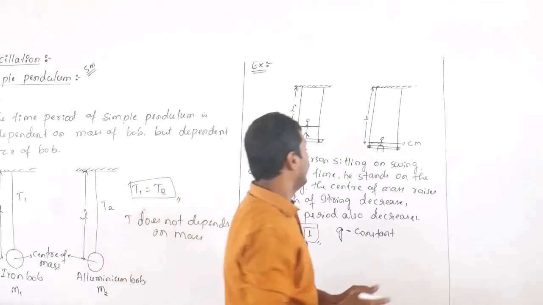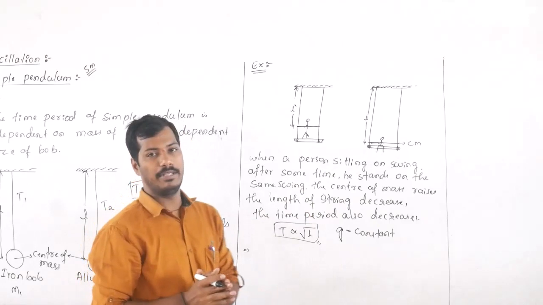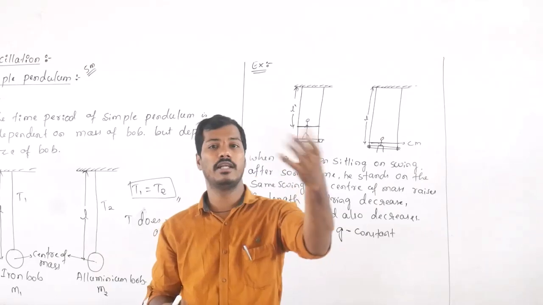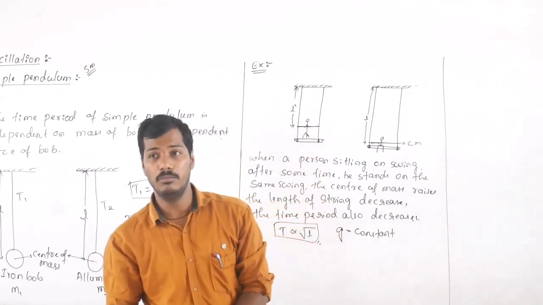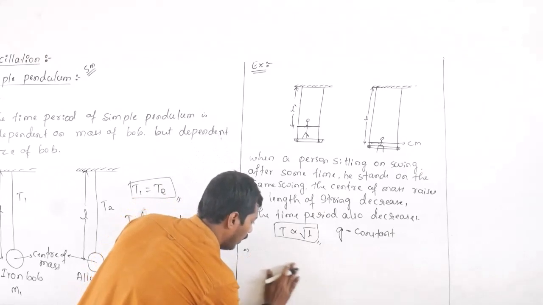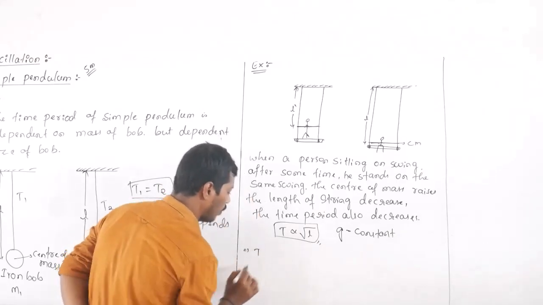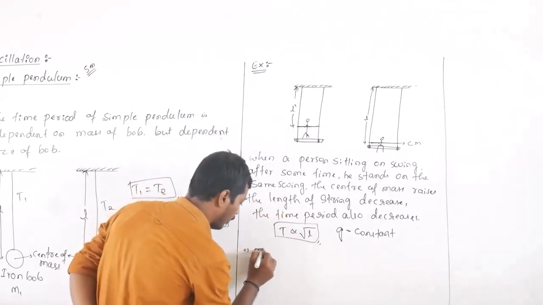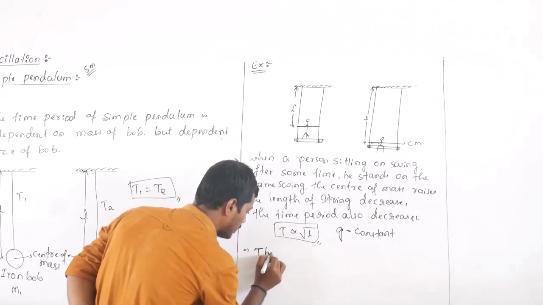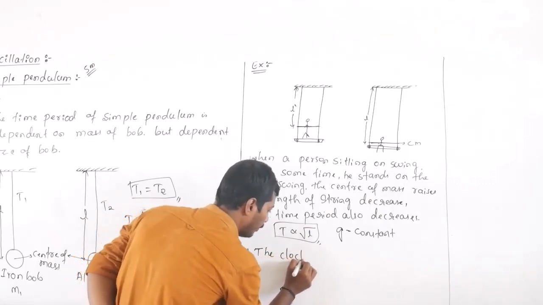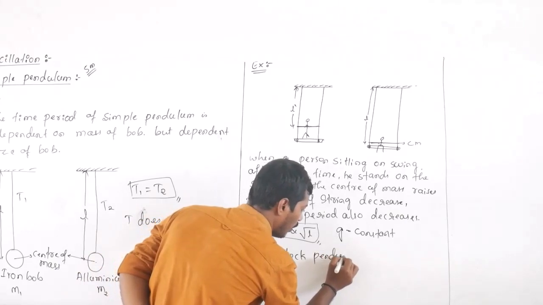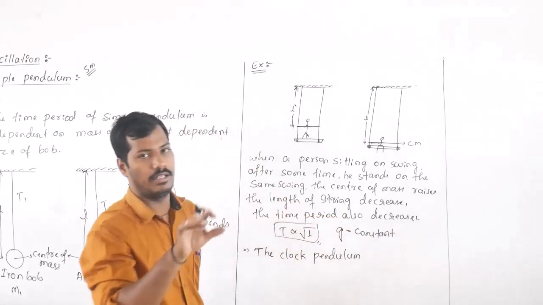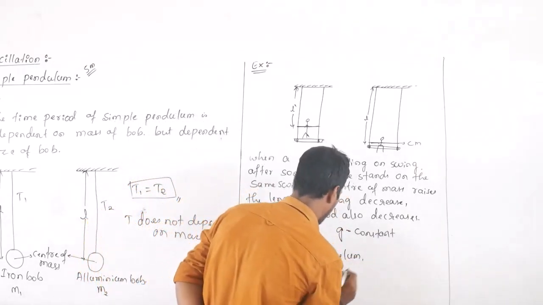The next condition is the moon. It means the relation between the time period of a body on the earth and the time period of the body on the moon. Okay, one thing I'll write here. Take one clock pendulum. At every home, a clock pendulum is there. Take the clock pendulum whose time period on the earth is T.